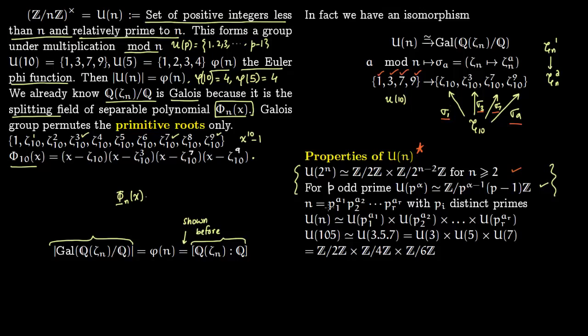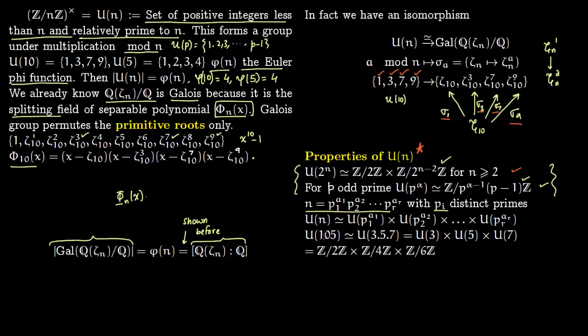So say your n is given like this. It's a product of distinct primes, where each prime has a power: p1^a1, p2^a2, up to pr^ar. So a product of these primes with different powers, with the pi distinct primes. Then U(n) is isomorphic to U(p1^a1) times U(p2^a2) all the way to U(pr^ar). And generally once you have this decomposition, you use either this formula for powers of 2, or for odd primes you use this formula to calculate U(n).